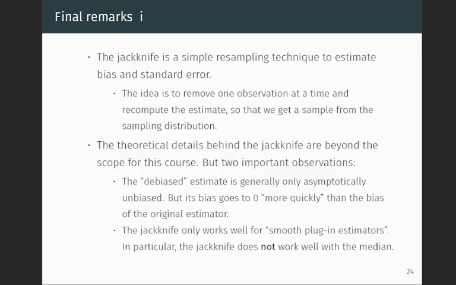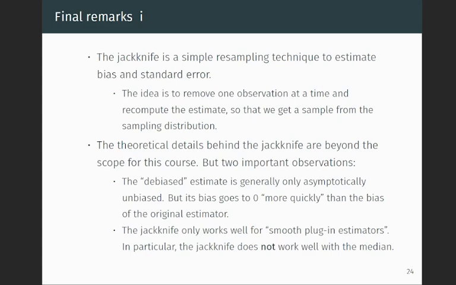Okay, so those were the 2 main things I wanted to discuss about Jackknife, and the 2 main quantities that you can estimate using Jackknife. As final remarks, Jackknife is a simple resampling technique to estimate bias and standard error. Again, the idea is very simple. You're removing one observation at a time and recomputing the estimate. What you're essentially doing is getting new samples from the sampling distribution or a similar sampling distribution.